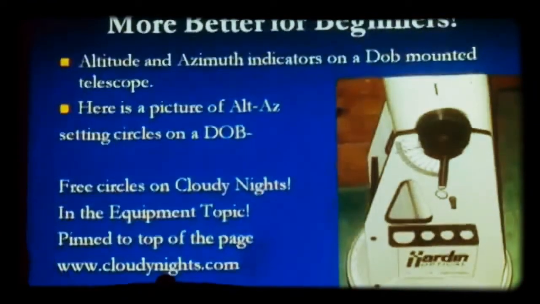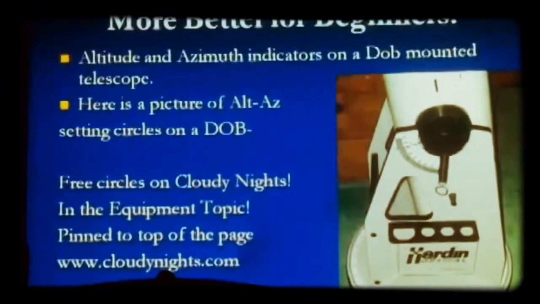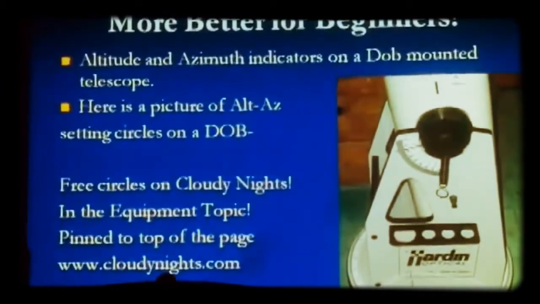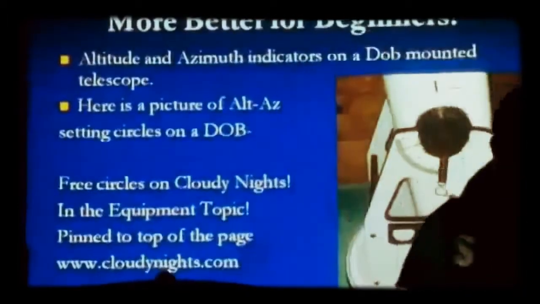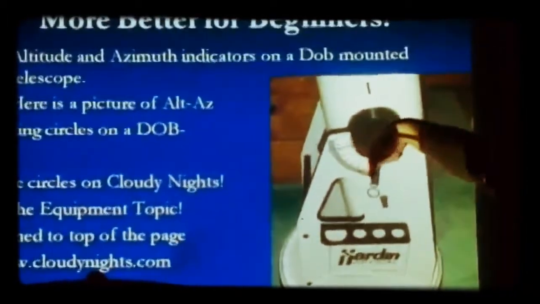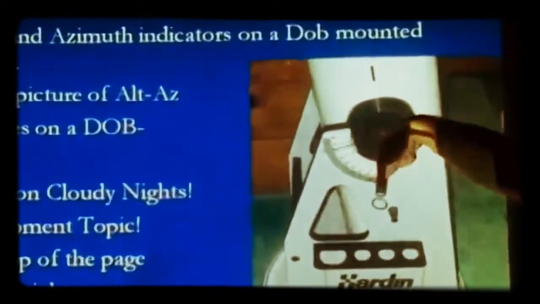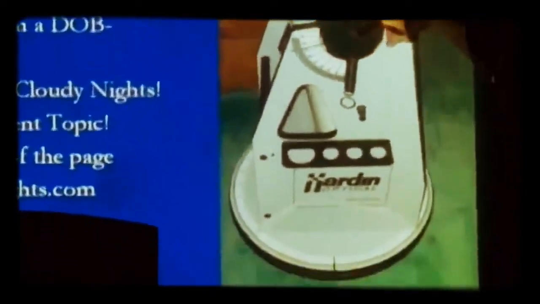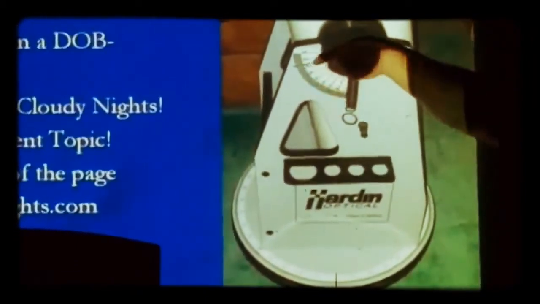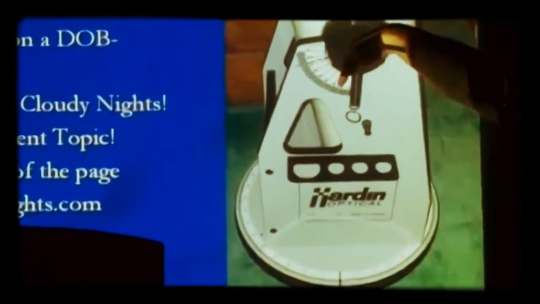Okay, so as he just asked about altitude and azimuth setting circles on a Dob, this is a very excellent example of altitude and azimuth setting circles on a Dob. This picture right here, and if you'll notice, you've got a 90-degree angle dial right here, and you've got a small pointer that is likely adjustable so that you can make minor adjustments to it.